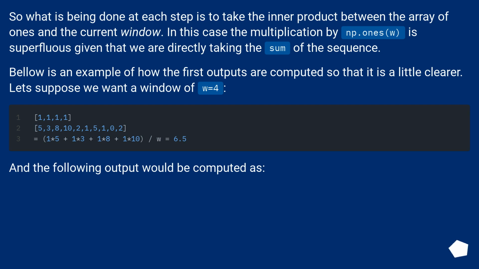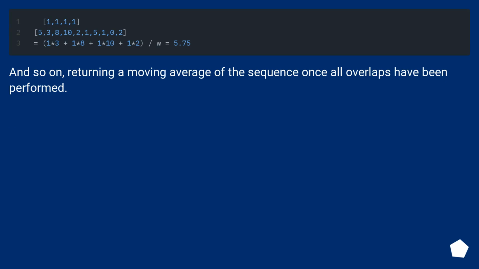clearer. Let's suppose we want a window of w equals 4. And the following output would be computed as, and so on, returning a moving average of the sequence once all overlaps have been performed.